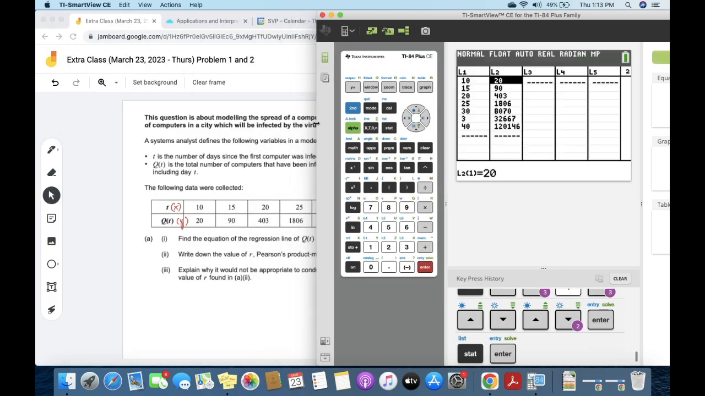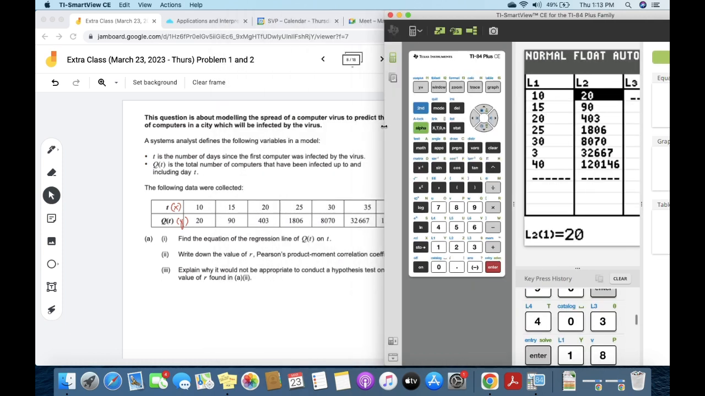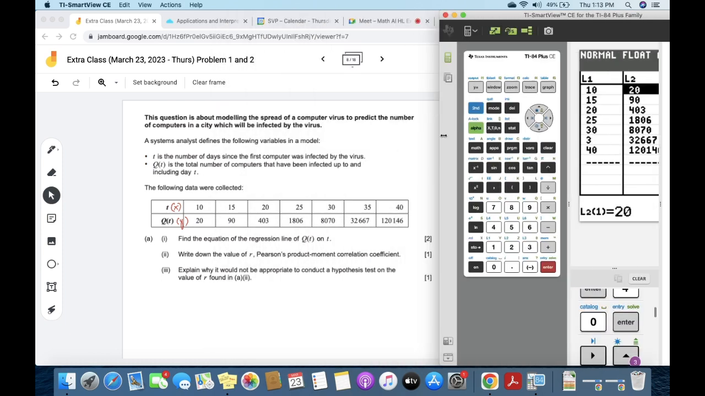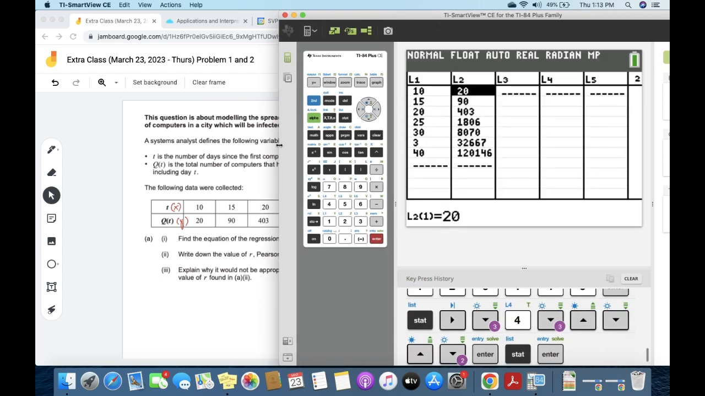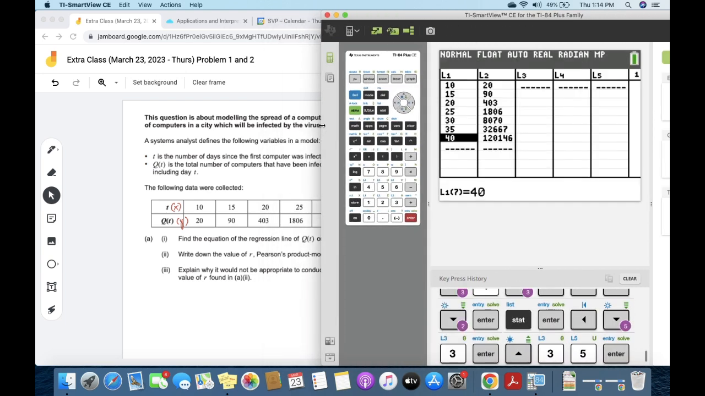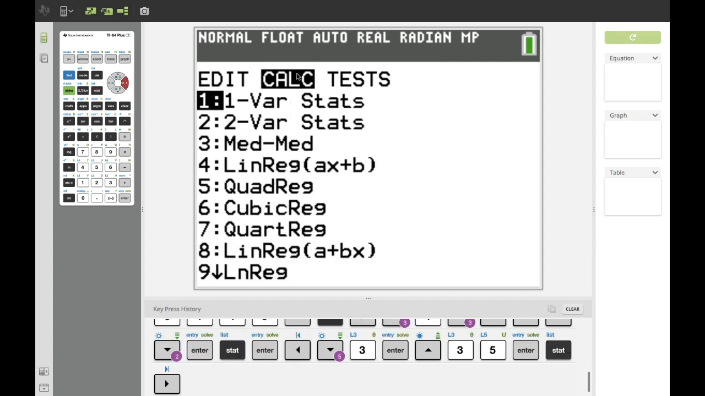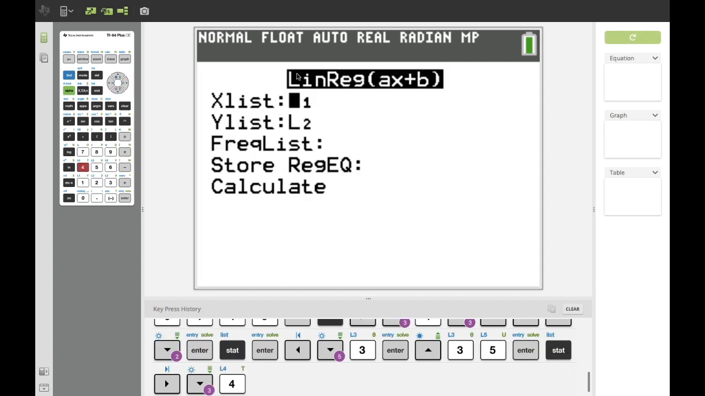10, 20, 15, 90, 20, 403, 25, 1806, 30, 8070, 35. Oh, here. This one must be 35. 35, 40, 3267, 40, 120146. All right, let me check. So stat, calc, and then linear regression, and then calculate.